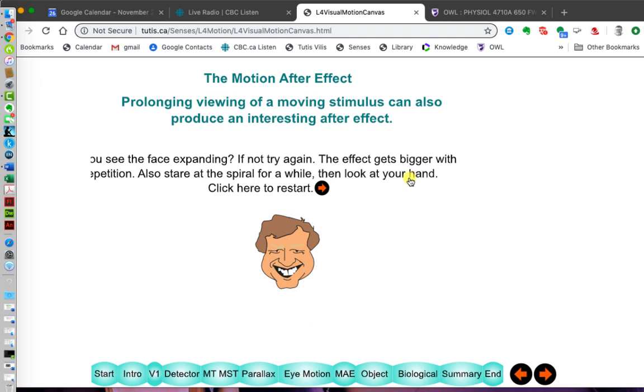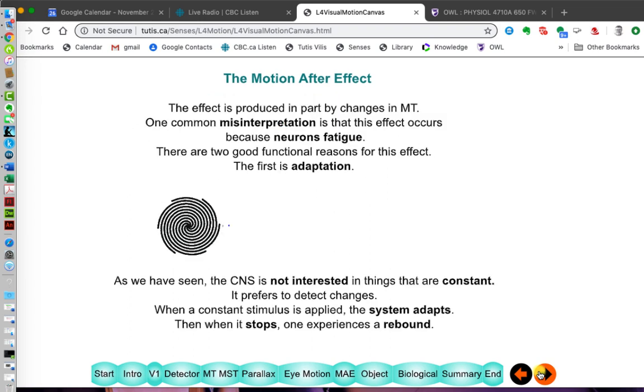Same effect there. At home, you can try it on your hands, all kinds of objects. So this is called the motion aftereffect. And the question is, what causes that? One idea is that it might be neural fatigue.